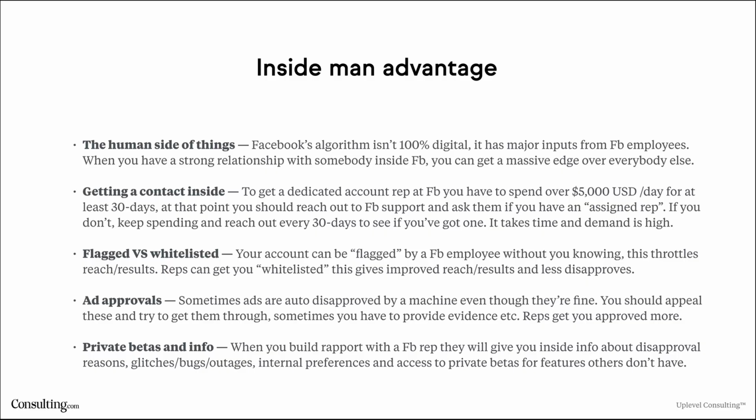And private betas and info. So when you build rapport with a Facebook rep, they'll give you inside info about disapproval reasons, so why your ads got disapproved, and they'll also give you info on glitches, bugs, and outages, so you know what's going on with your account or faulty reporting, whether it's Facebook, whether it's you, whether it's whatever. And they can also give you info on internal preferences. So, what Facebook's going to be favoring more or less, what Facebook's going to be concerned about more or less. And so you can kind of get a gauge of the internal political wins and compliance wins inside the Facebook machine. And you can also get access to private betas for features that other people don't have.